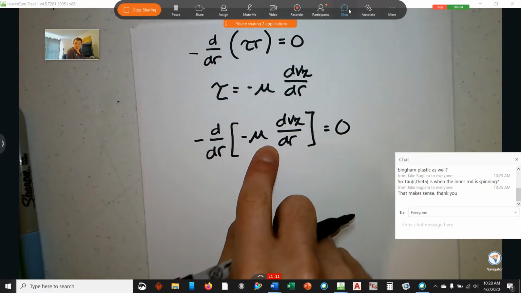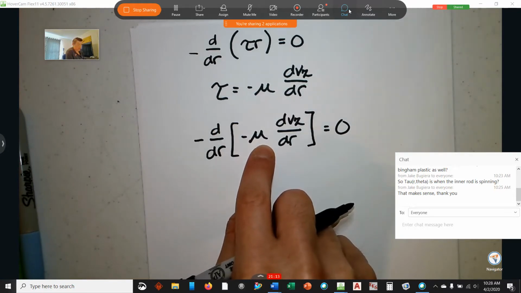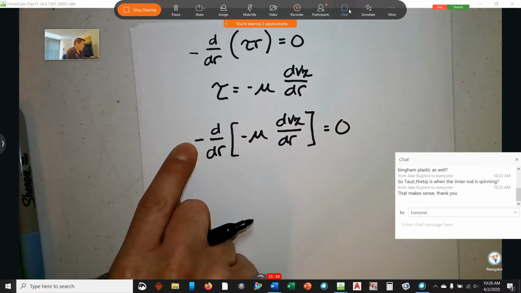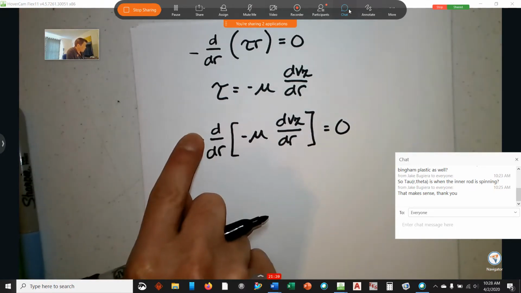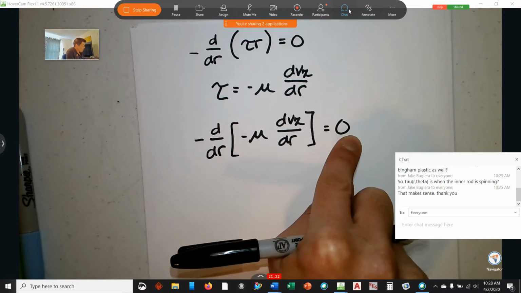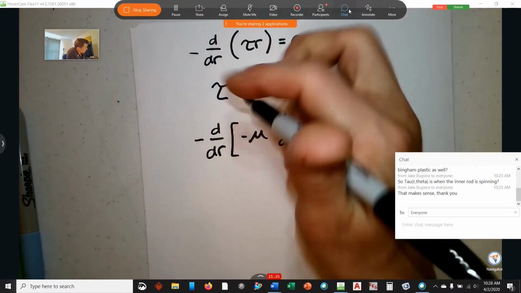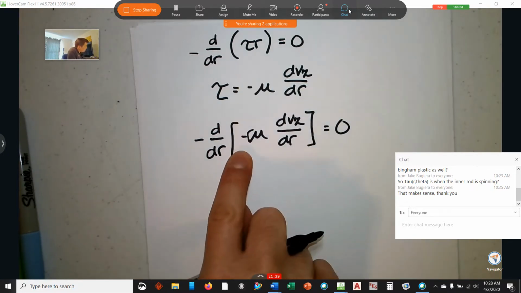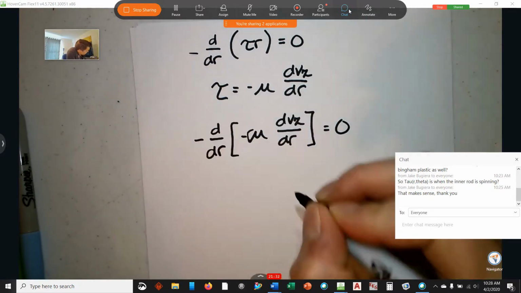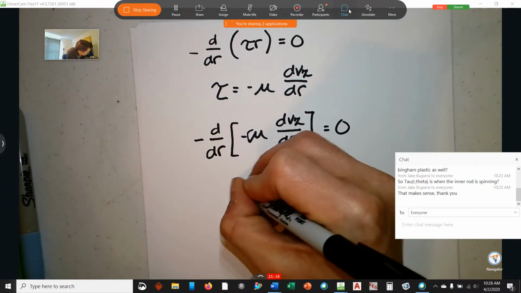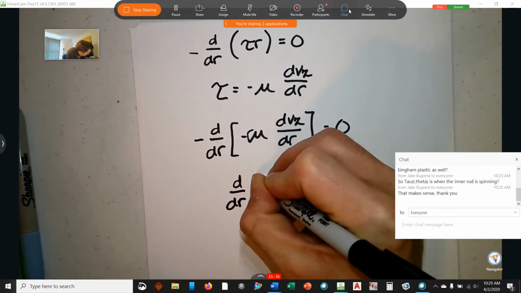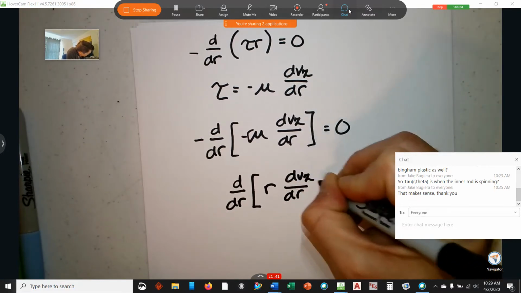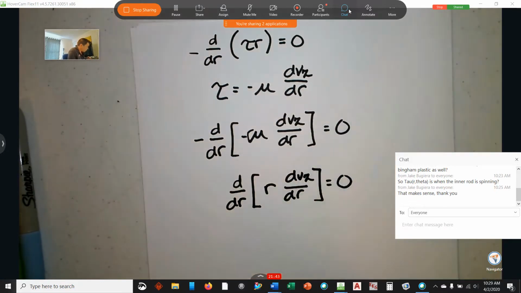And now we can assume a constant mu, right? We don't have this function. We can pull out negative mu actually, let that negative cancel. And we know that mu is not equal to 0. Oop, and we forgot r. Right, that's what makes this a unique solution compared to what we had before. But r is still here. So we can cancel mu and end up with d dr of r dvz dr equal to 0.